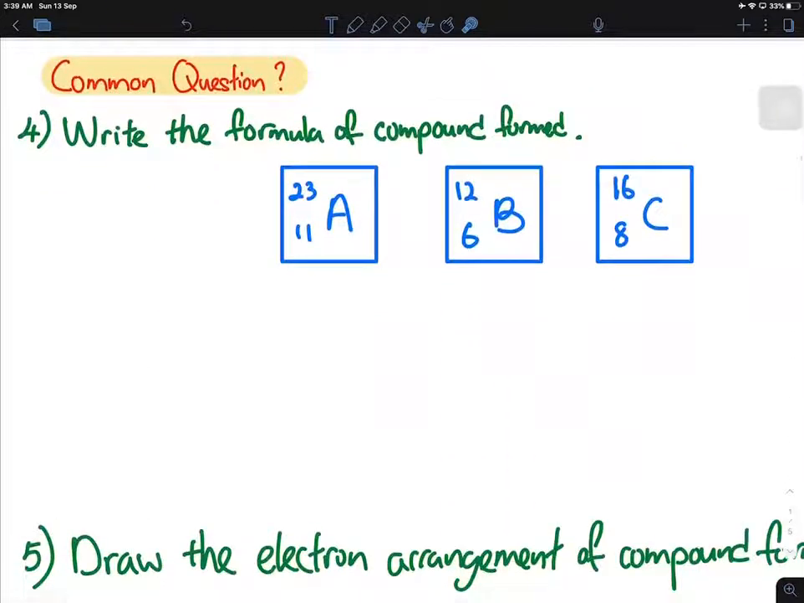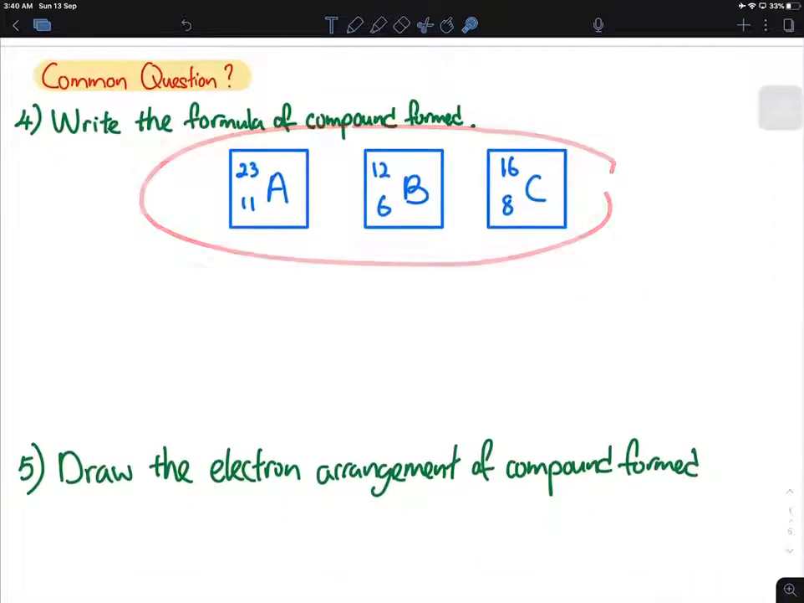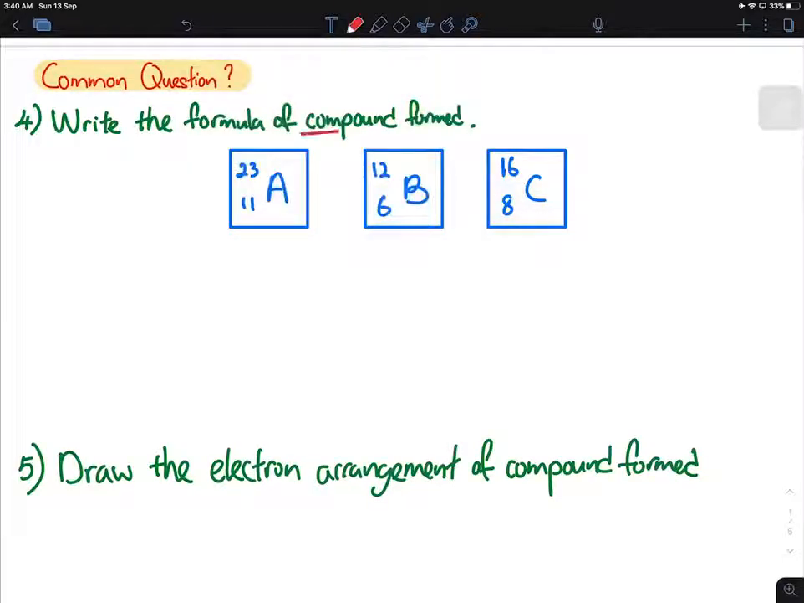Now the fourth common question. Write the formula of the compound formed. Formula, not equation. This is what they like to do. They will give you a few unknowns and they want you to write out the formula of the compound formed. Let's say, again, compound. When you see the word compound, it can be ionic or covalent.